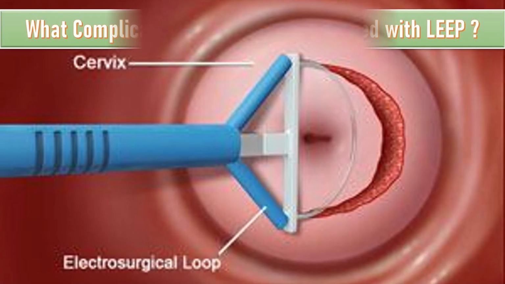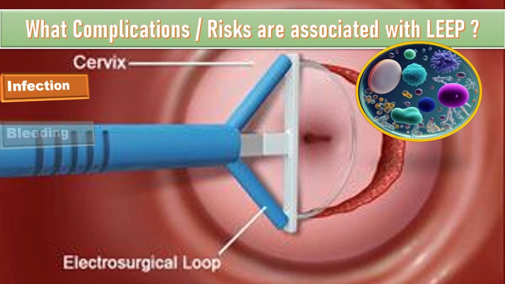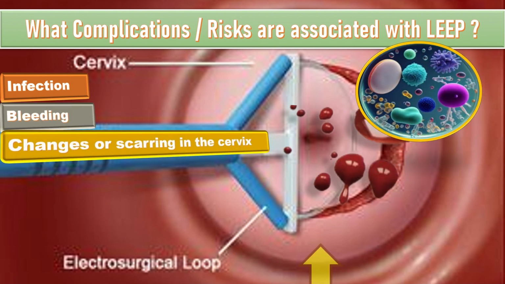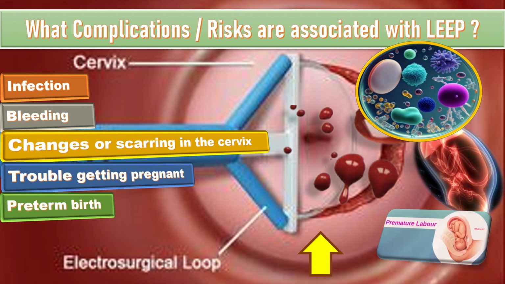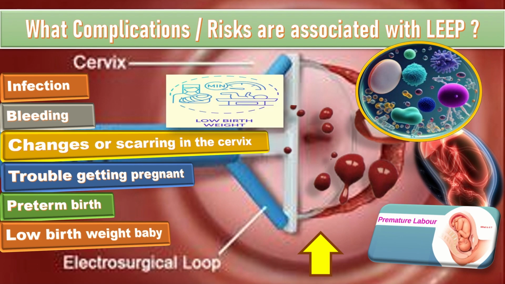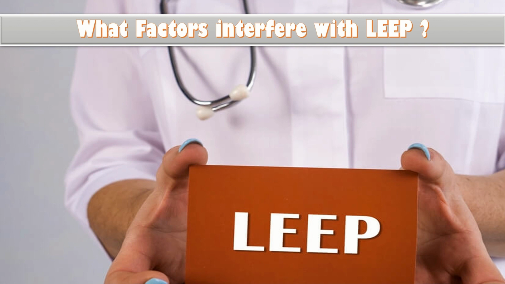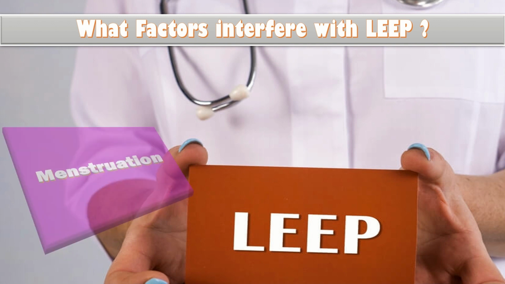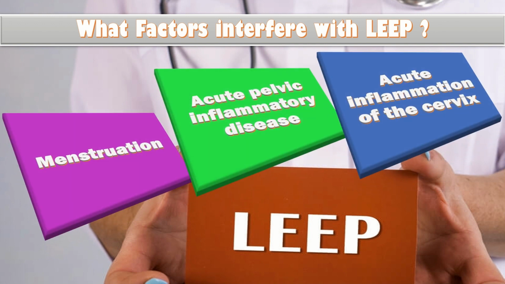What complications and risks are associated with the LEEP procedure? Some possible complications include, first of all, infection, bleeding, changes or scarring in the cervix from the removal of tissue, trouble getting pregnant, potential for preterm birth or having a low birth weight baby. What factors interfere with the LEEP? Certain factors or conditions may interfere with the LEEP, and these include, first of all, menstruation, acute pelvic inflammatory disease, acute inflammation of the cervix.